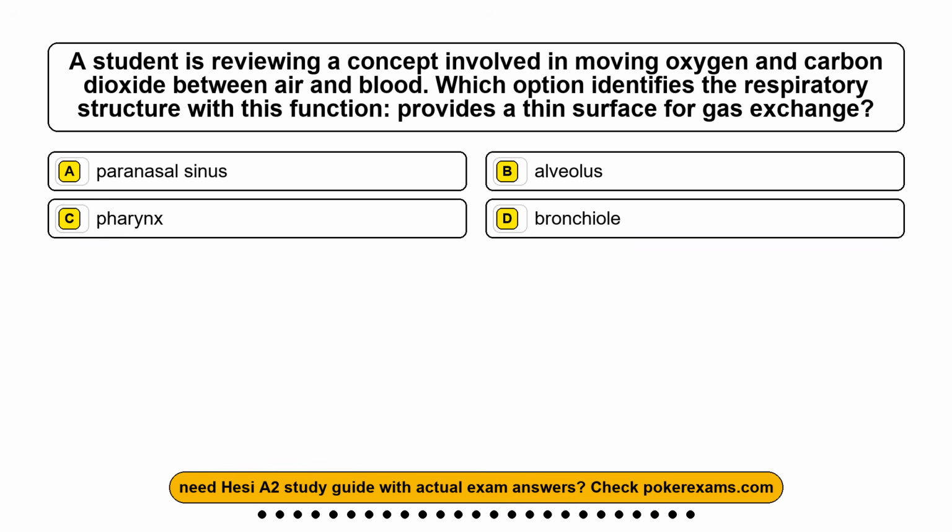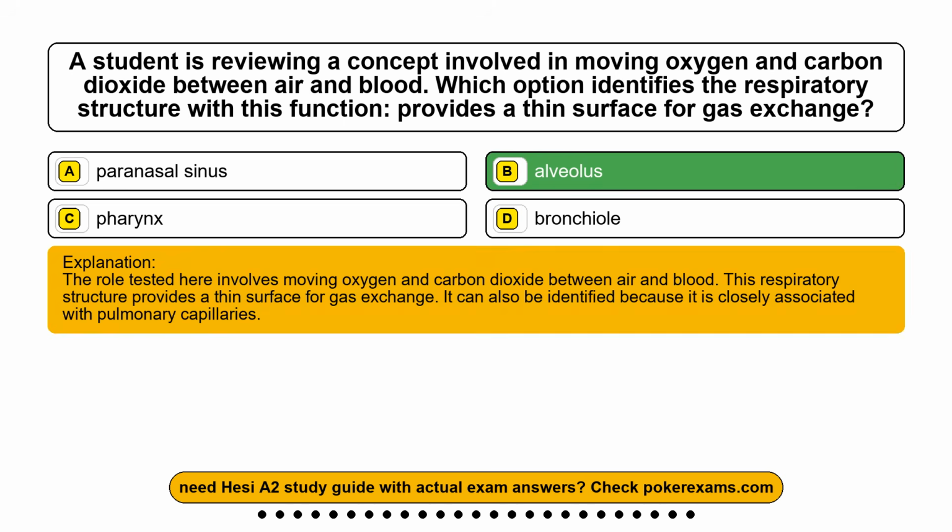Question 12. A student is reviewing a concept involved in moving oxygen and carbon dioxide between air and blood. Which option identifies the respiratory structure with this function, provides a thin surface for gas exchange? Option A, paranasal sinus. Option B, alveolus. Option C, pharynx. Option D, a bronchiole. The correct answer is option B, alveolus. The role tested here involves moving oxygen and carbon dioxide between air and blood. This respiratory structure provides a thin surface for gas exchange. It can also be identified because it is closely associated with pulmonary capillaries.